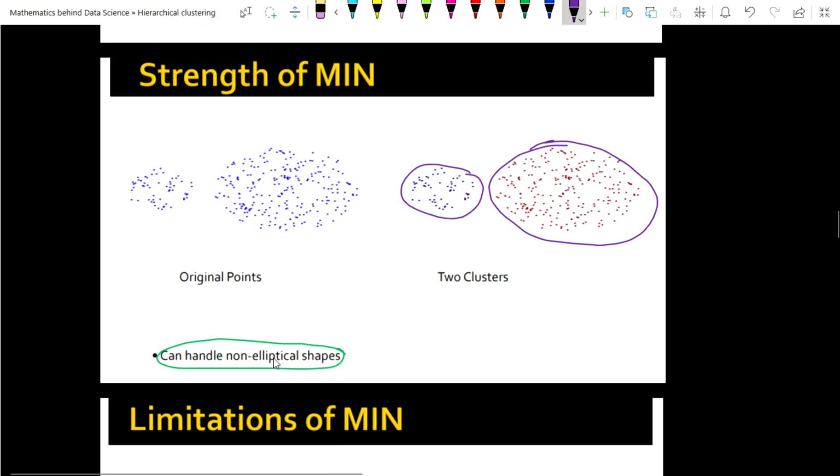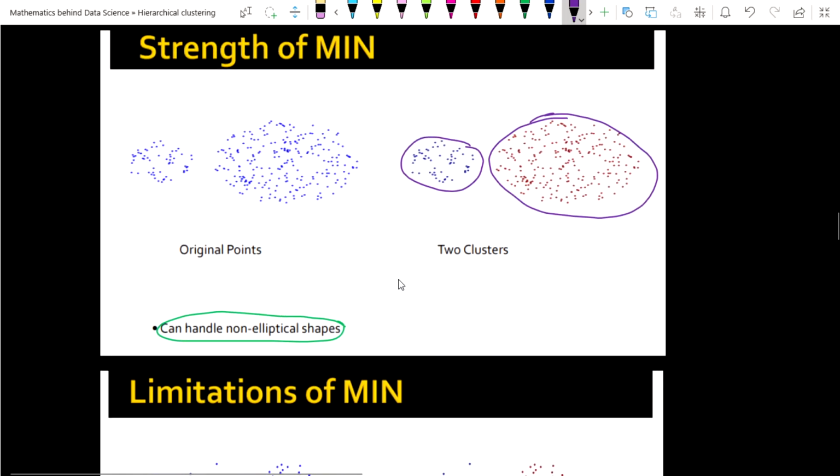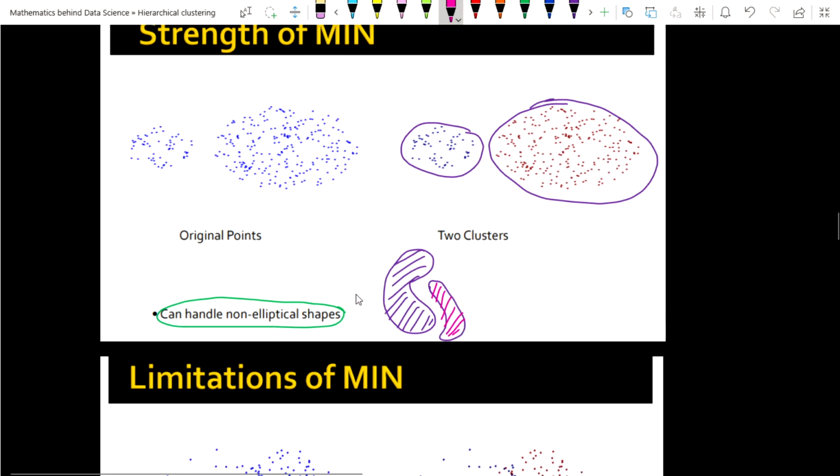And the one thing that we have to remember here, we have already seen this kind of non-convex structure in K-means, but K-means failed to give its clustering. What kind of cluster is it? This is non-convex. But if we use this min technique here, it is easily separable. It's simple using this min technique. We can easily do this. Okay, this is one advantage of the min method.